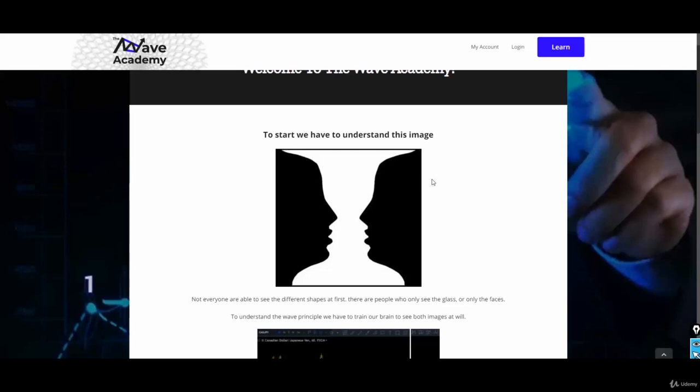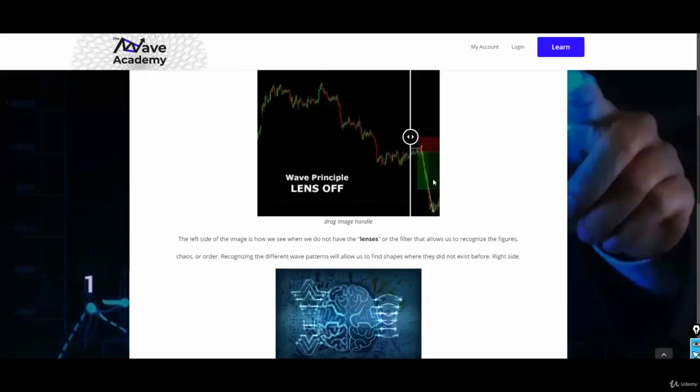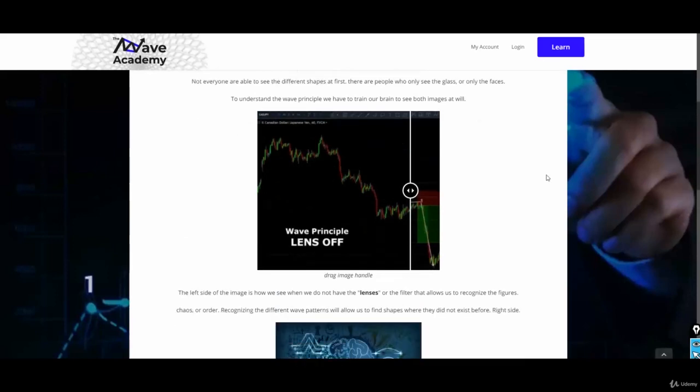As you can see here, there are people who only see the glass and other people who only see the faces. To understand the wave principle, we have to train our brain. For example, here you can see what price action looks like when you don't have the wave principle lens on. The left side of the image is how we see it when we don't have the lenses, or the filter that allows us to recognize the figures.